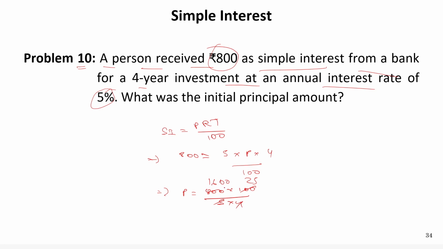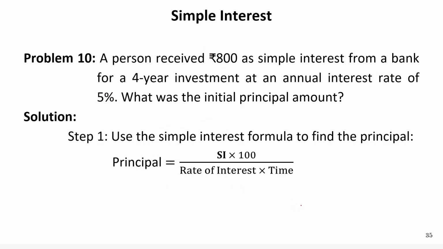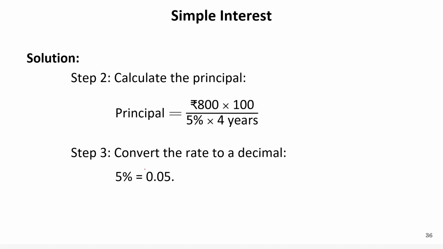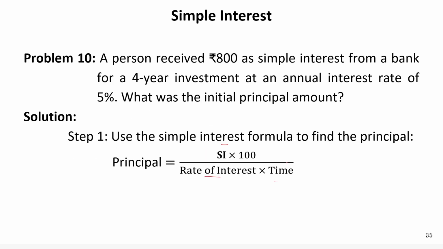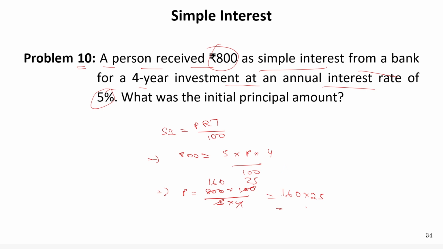Okay, so this will be 1600, or 160, I'd say. So this is equal to 160 into 25, which is 3200 plus 15, so 1800, right? Not 1800. So it will be SI into 100 by rate of interest into time. So it will be equal to what? This much amount, that is equal to 4000 rupees. Okay, this will be equal to 4000 rupees.